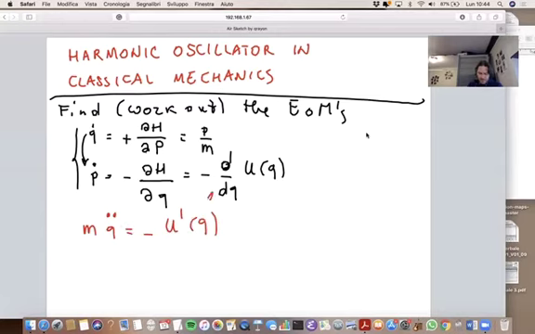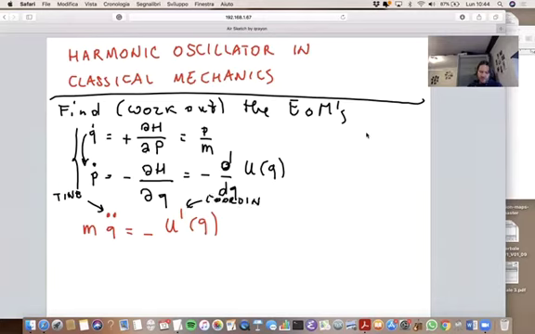I'm using two pieces of notation, which I have already discussed previously in this course. The dot notation denotes time derivative. So double dot means second derivative with respect to time. And the prime denotes derivative with respect to the argument, in this case, with respect to the coordinates.